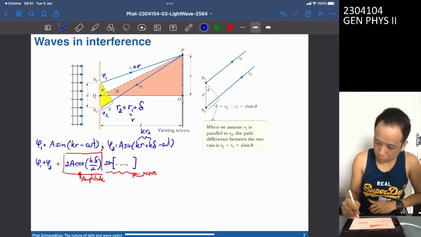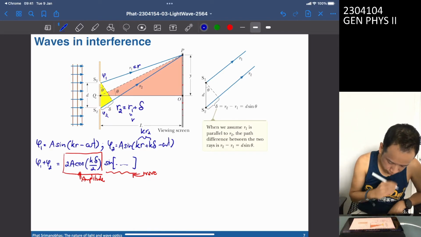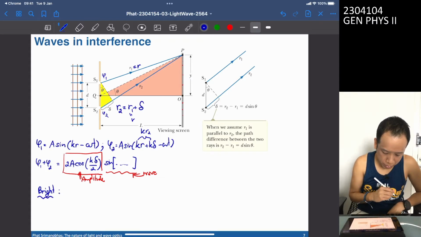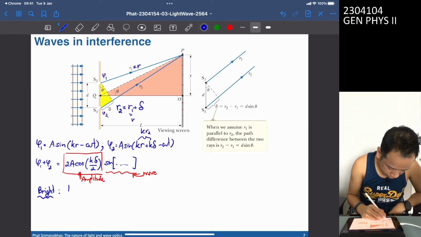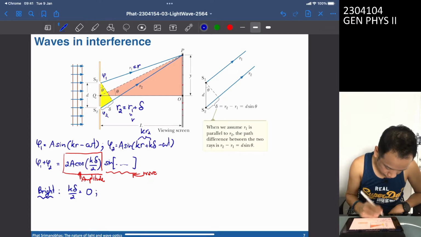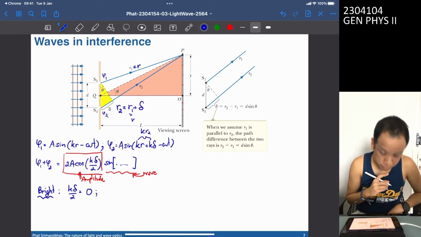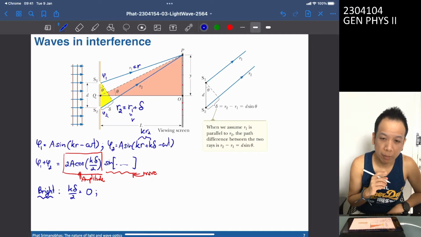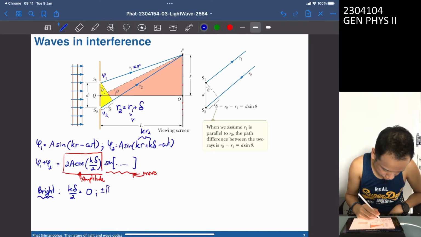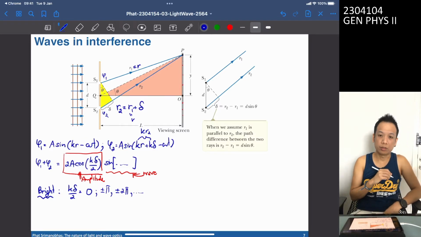Okay, so if you consider the bright case, what does it mean? It means that k delta over 2 needs to be 0, since cosine 0 is 1, right? Can it be pi over 2? No, it cannot, because cosine pi over 2 is 0. So it becomes pi, and it can be plus and minus pi, plus and minus 2 pi, and so on and so on.